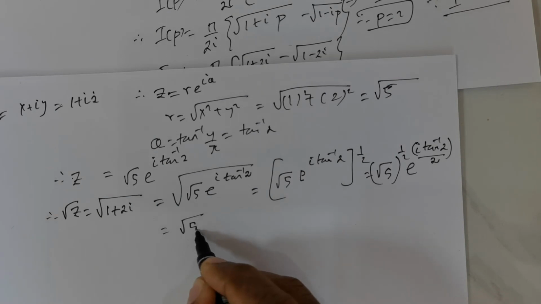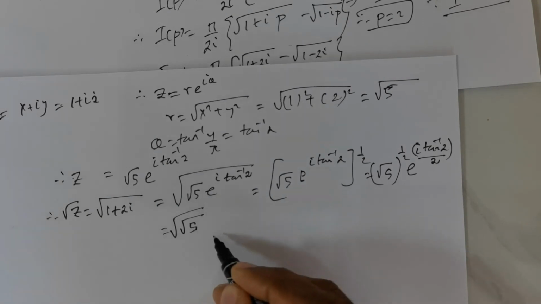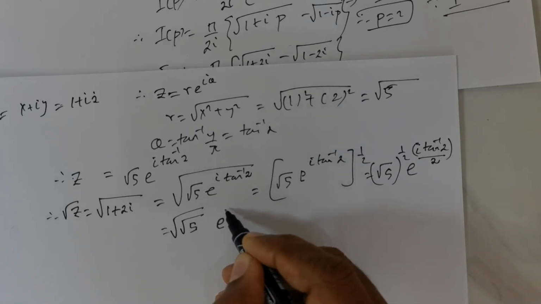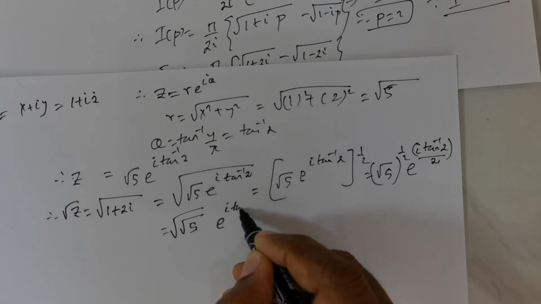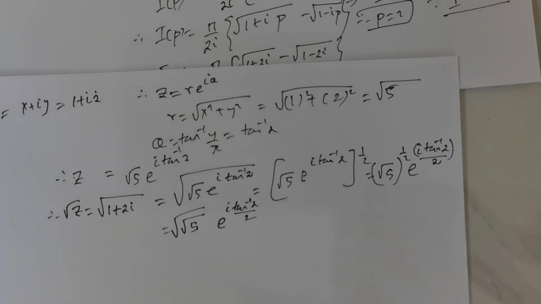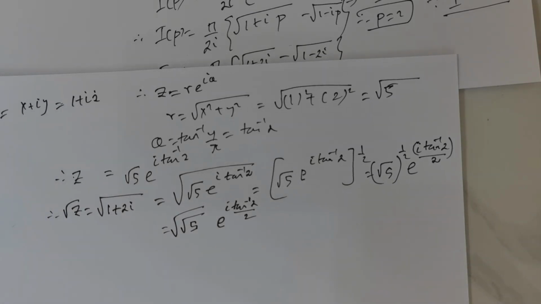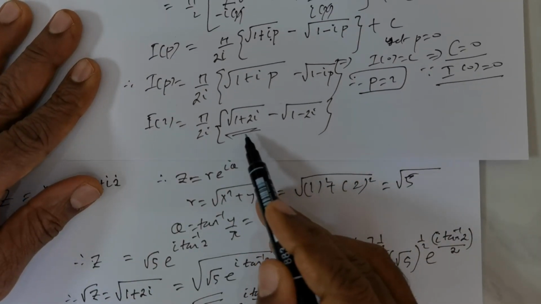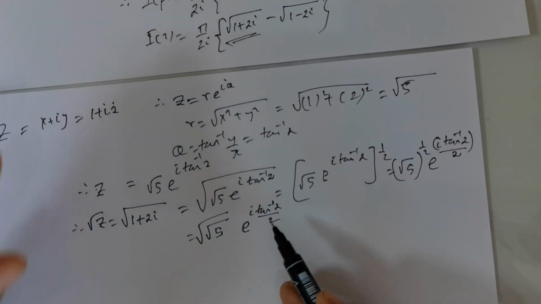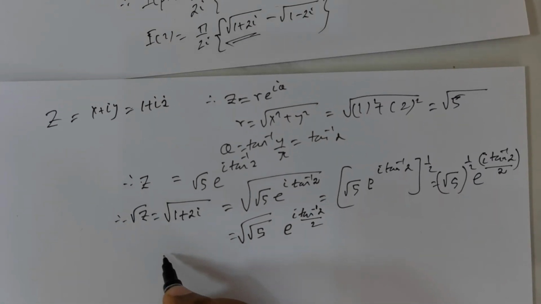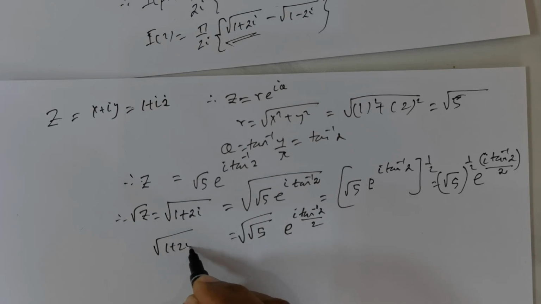So this is going to be root of 5 that is present inside the entire root. We will have to obtain e raised to the power of I times tan inverse of 2 divided by 2. So this is our quantity that we will have to evaluate. This is just for one part, right? We are only dealing with this part, so we will have to deal with the other part also. Let me write that down. This is equal to root of 1 positive 2i.